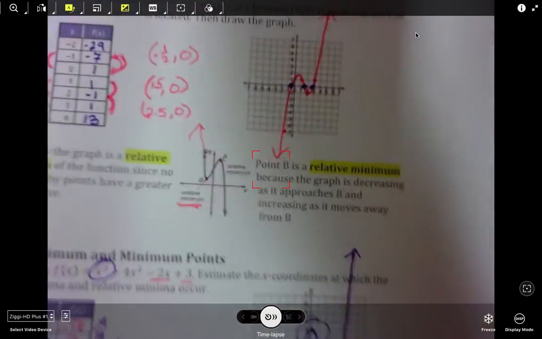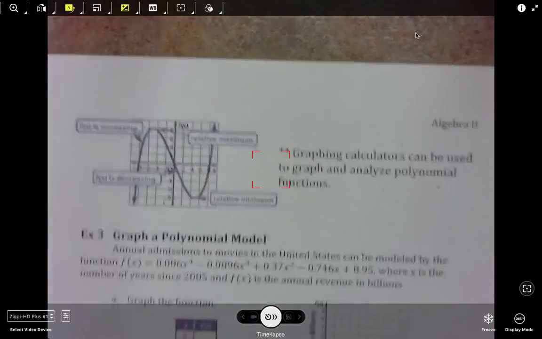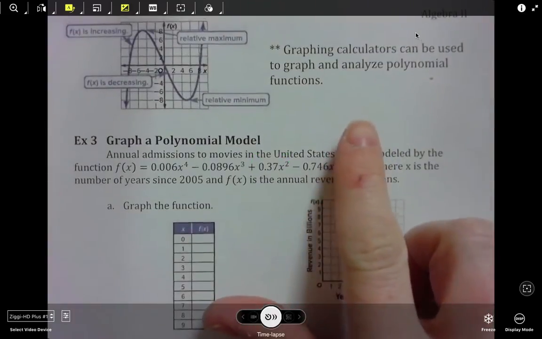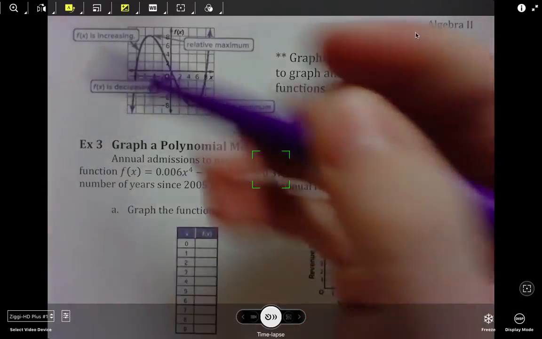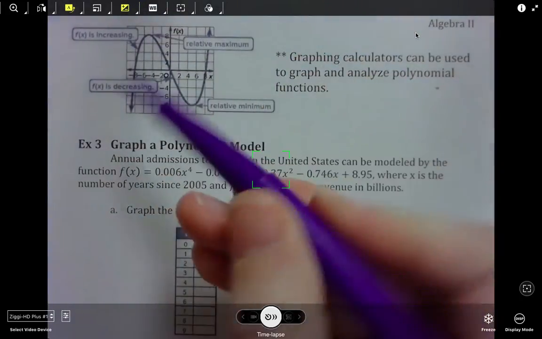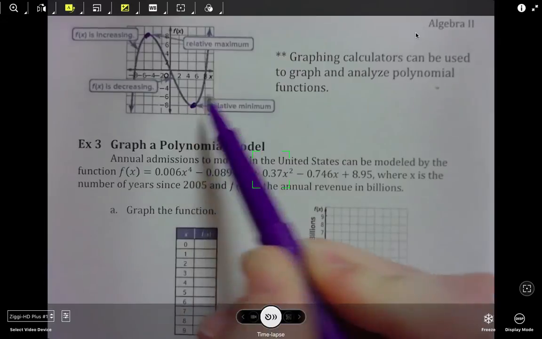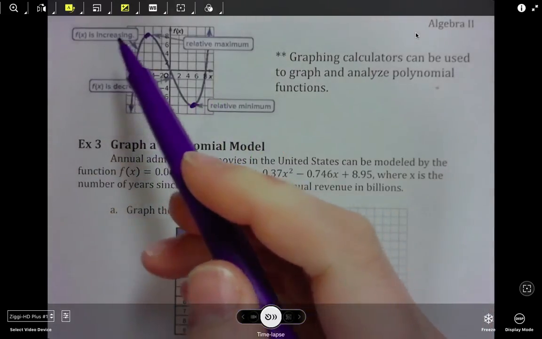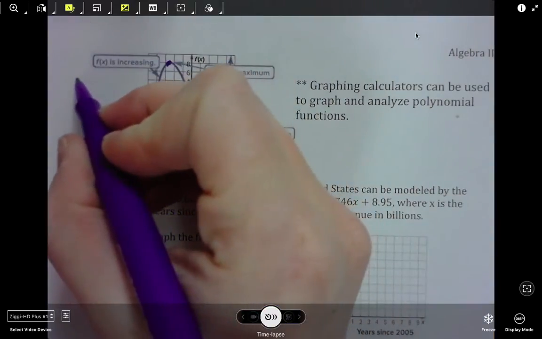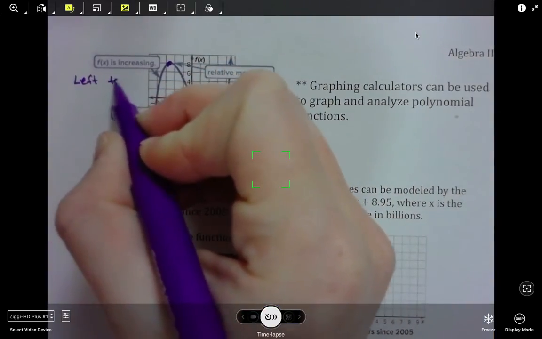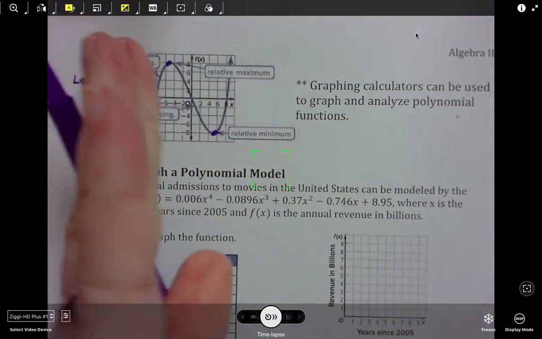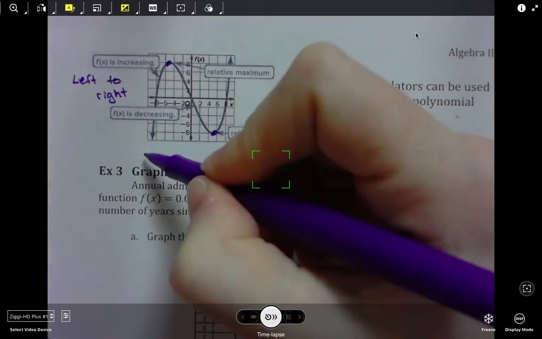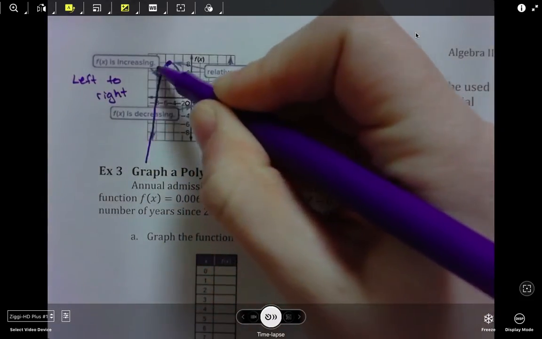So the back page of your handout looks like this. It says graphing calculators can be used to graph and analyze polynomial functions. Again, we've got a relative maximum that occurs at this spot, and a relative minimum that occurs at this spot. Then they talk about the function increasing and decreasing. Whenever you're talking about increasing and decreasing, you're always going left to right. Going left to right, I'm marching up along this graph, and this one is increasing.